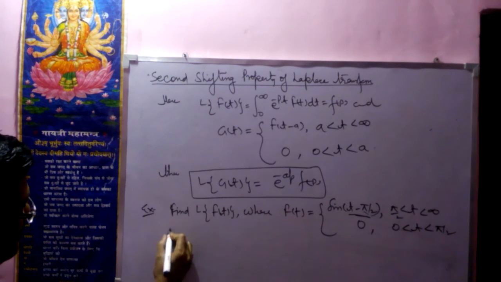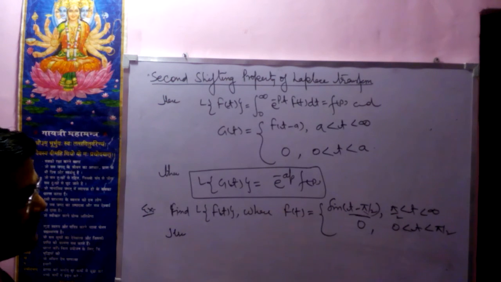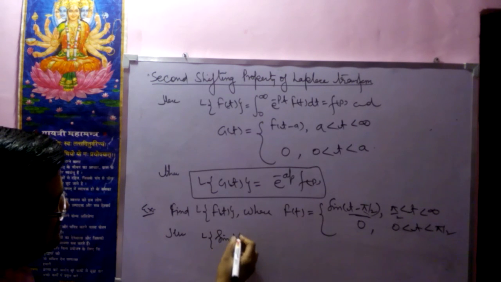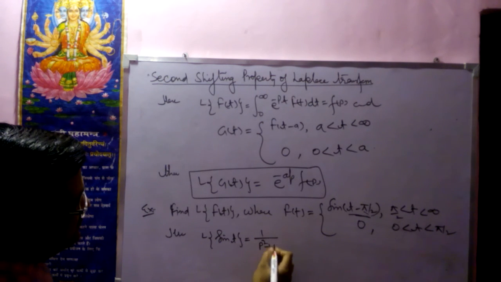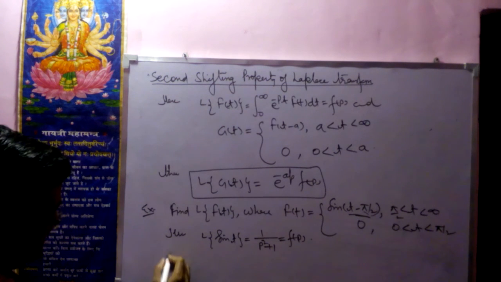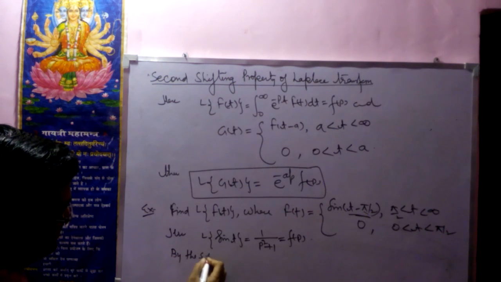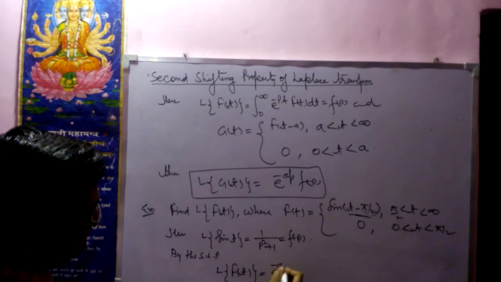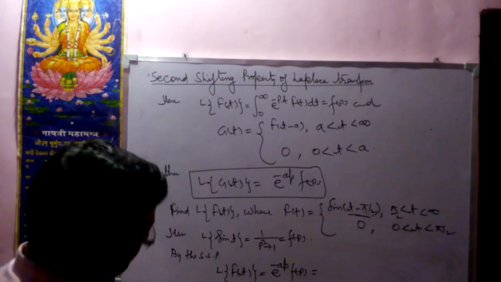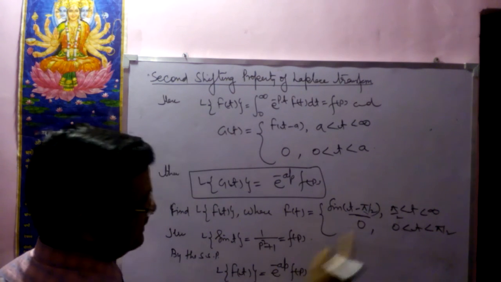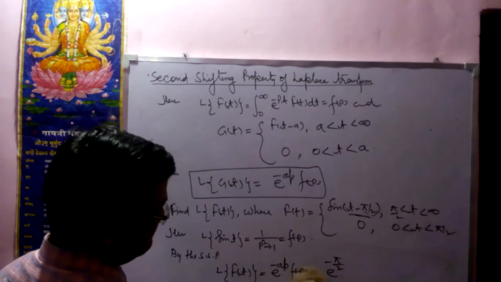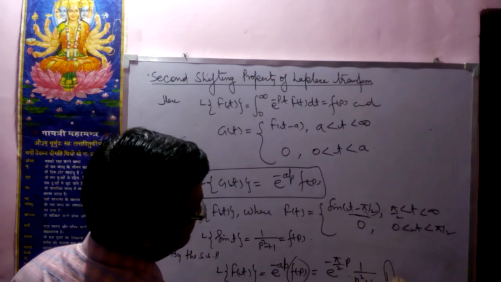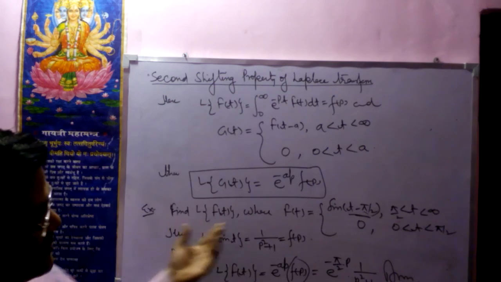Here, first of all, we will find the Laplace transformation of sin t, that is 1 upon p square plus 1. That is the function of p. Then, by the second shifting property, the Laplace of f(t) is equal to e to the power minus ap times f(p). Here a is pi by 2, and f(p) is 1 upon p square plus 1. This is the example of the second shifting property.